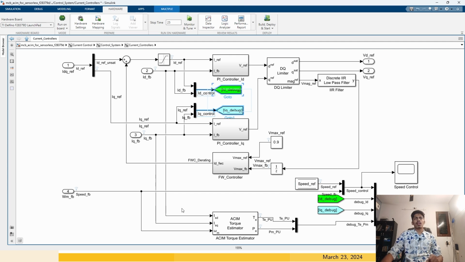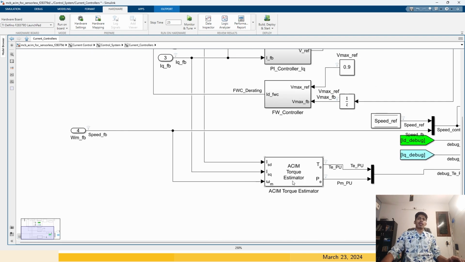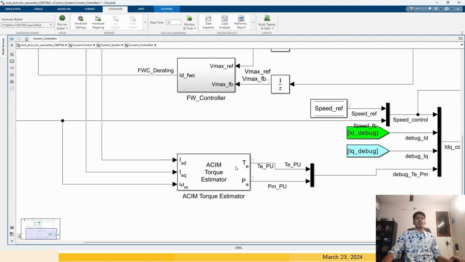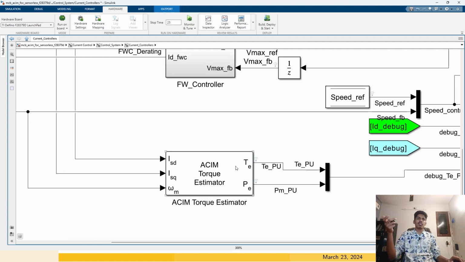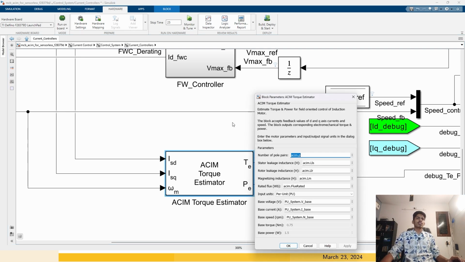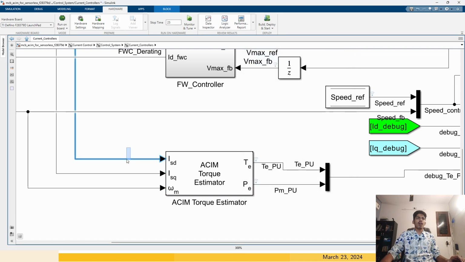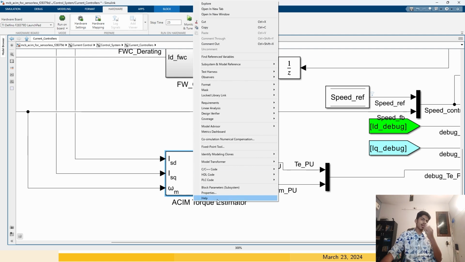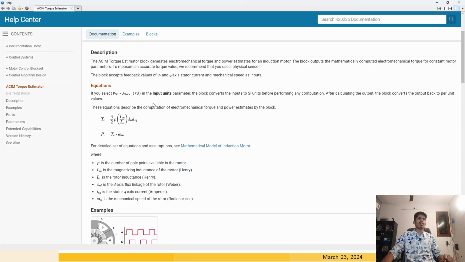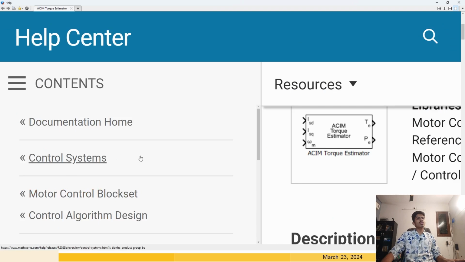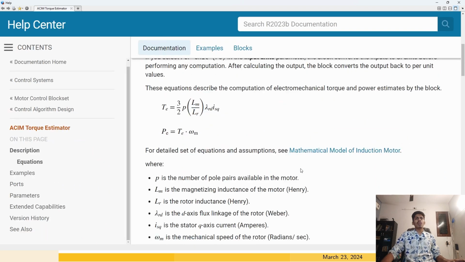To watch these values, we are giving them to some flags and to one port for debugging. This torque estimator, which is also used for debugging, is needed because we don't use any torque sensor in our shaft, right? So we estimate the amount of torque with this block. We will give all the induction motor parameters and then give the stator direct axis, quadrature axis and the speed. Right click on that and press help. You can see all the formulas of this block. So this is the electrical torque produced at the shaft.